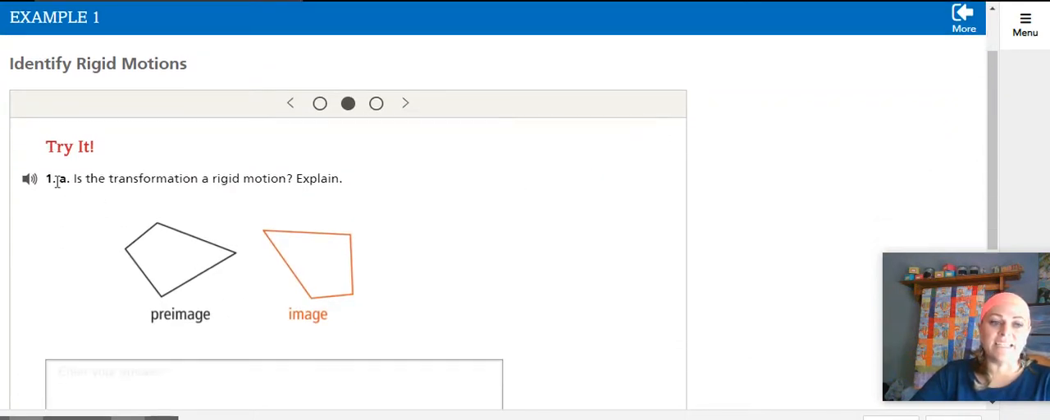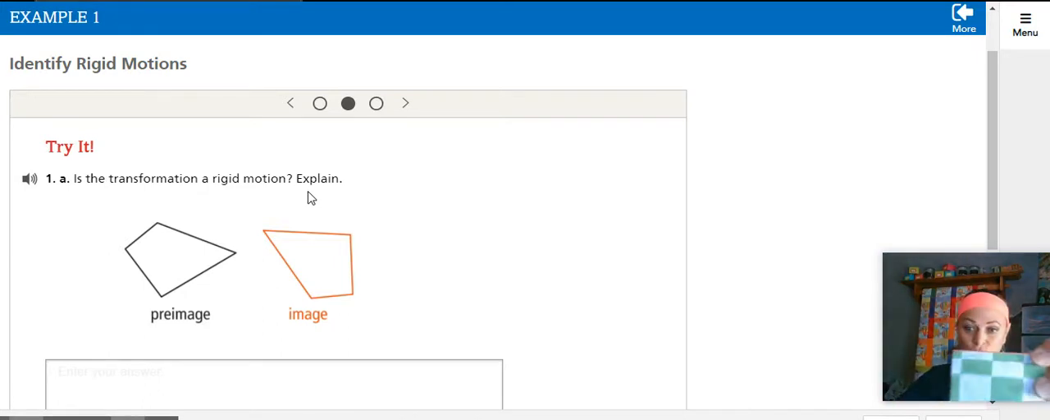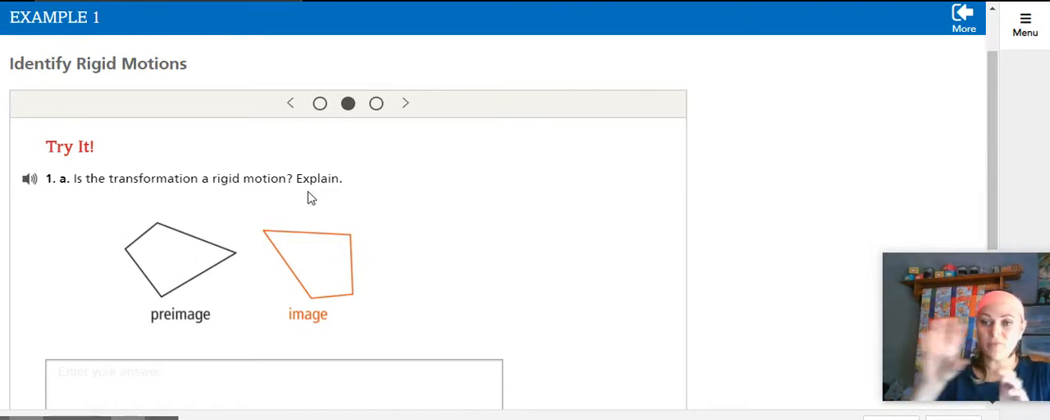Try it. It says, is the transformation a rigid motion? Explain. Sometimes you can't always tell, so grab a sticky note or a piece of paper. You can actually trace it on there, pick it up, rotate it, reflect it, any kind of movement, but it doesn't change the original shape or the pre-image.